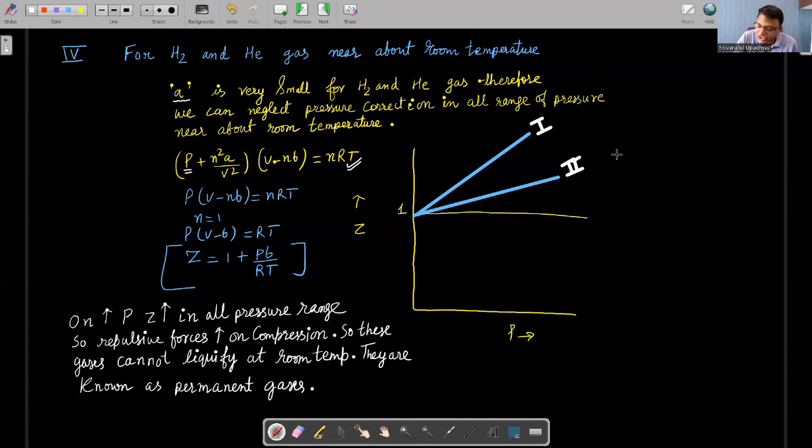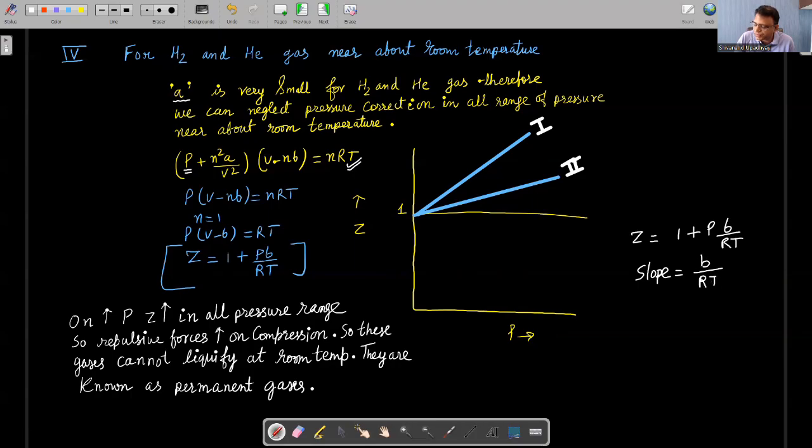So when temperature is constant and near about room temperature, then for hydrogen and helium, Z will vary linearly in all pressure range. So what is the difference? Before this, it was linear only in high pressure range. Here in all pressure range it is going to vary linearly. Now this is the first graph and this is the second graph. If we compare Z equal to 1 plus Pb upon RT, we can find out the slope. So slope is equal to b upon RT.